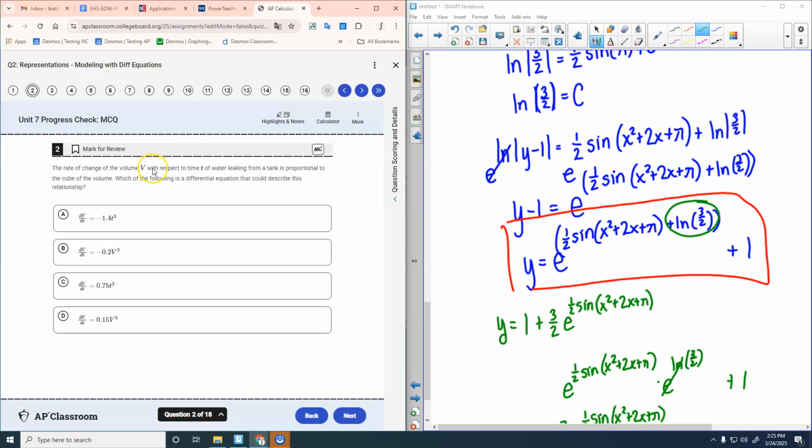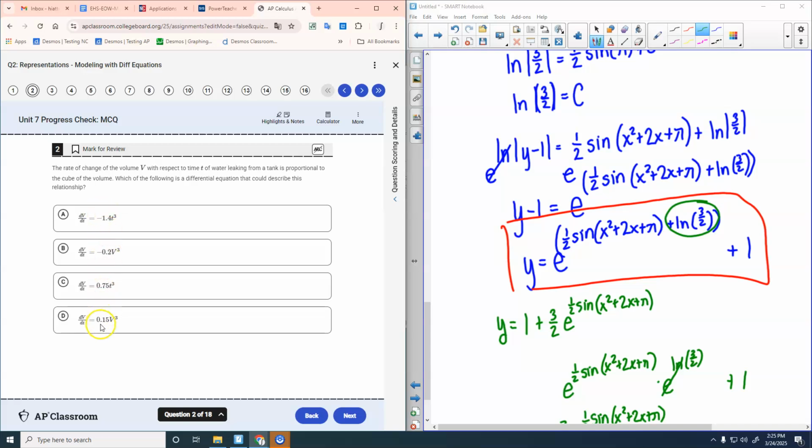Example number 2 in the multiple choice. The rate of change of the volume with respect to time of water leaking from a tank is proportional to the cube of the volume. Which of the following differential equations could describe this relationship? That one's just asking you to read and interpret, right? Rate of change of the volume with respect to time, that's dV/dt. All the answer choices have that. Is proportional to, that's where you do equals k.